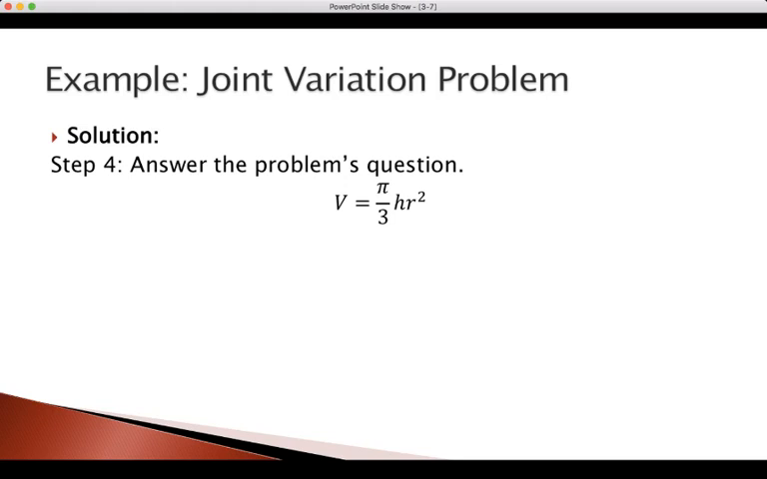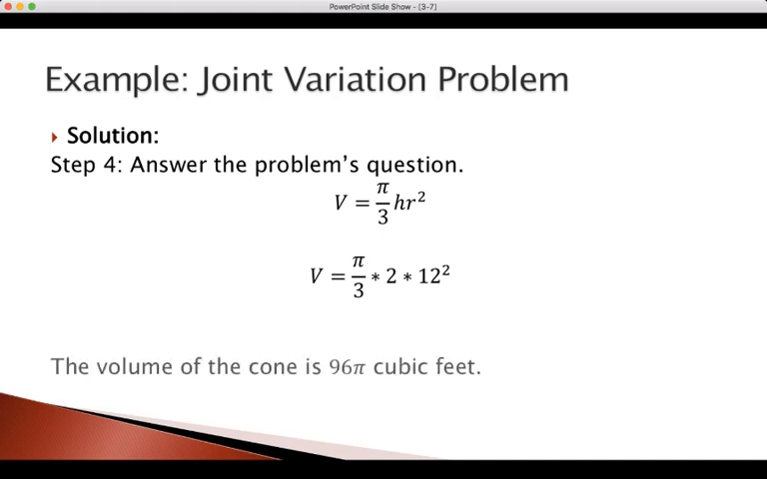Now we can answer the problem's question. V is equal to pi thirds times the height 2 times the radius 12 squared. So the volume of the cone is 96 pi cubic feet. That's a really big cone.